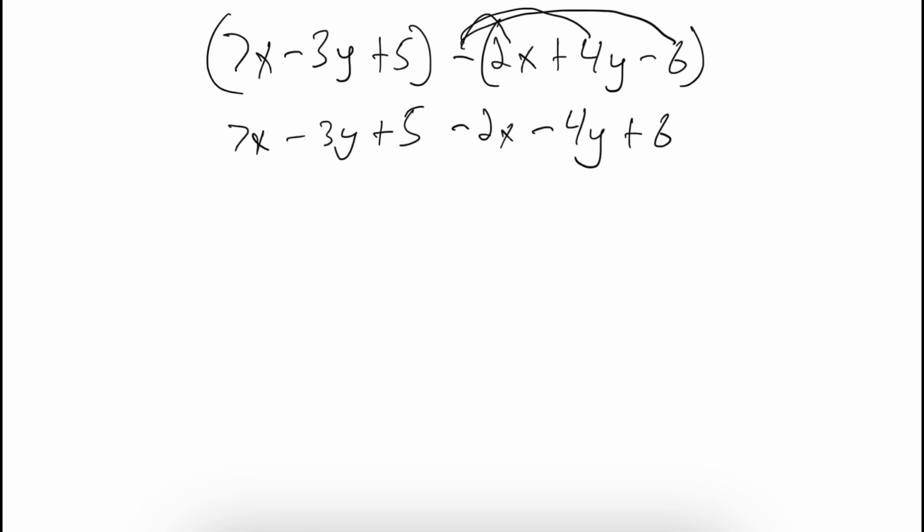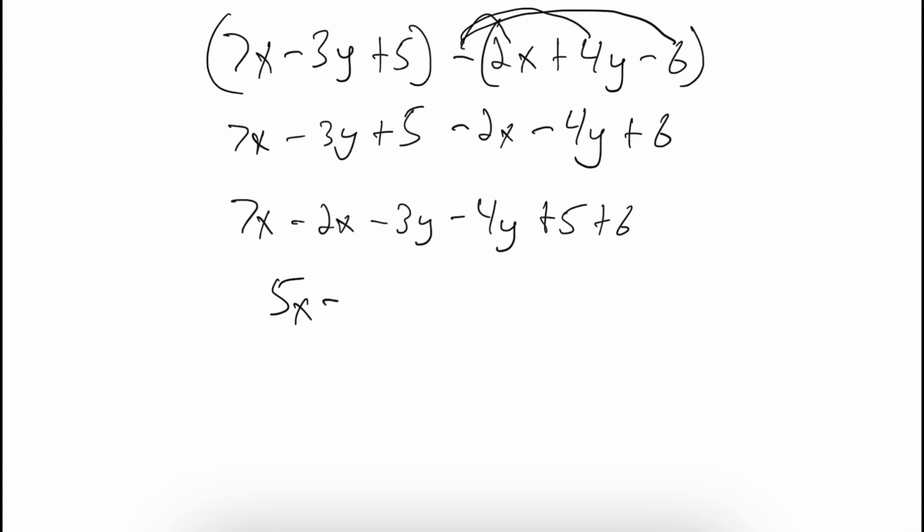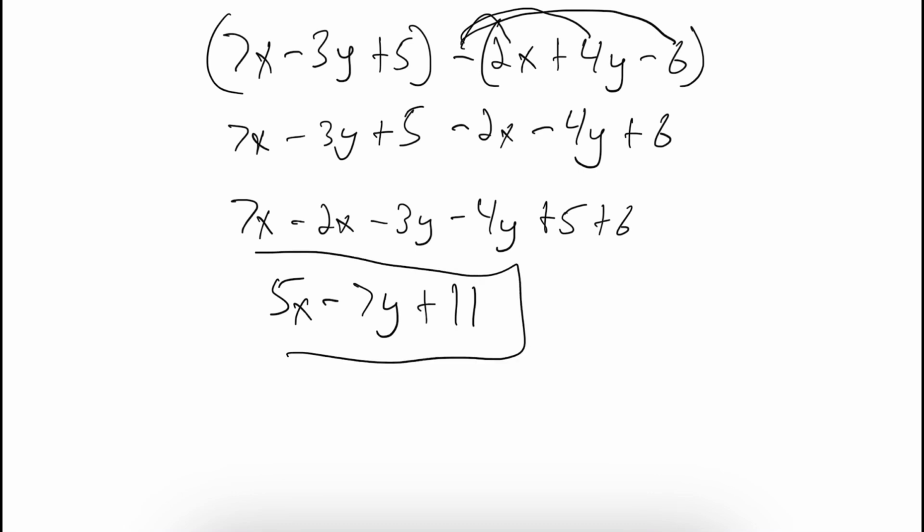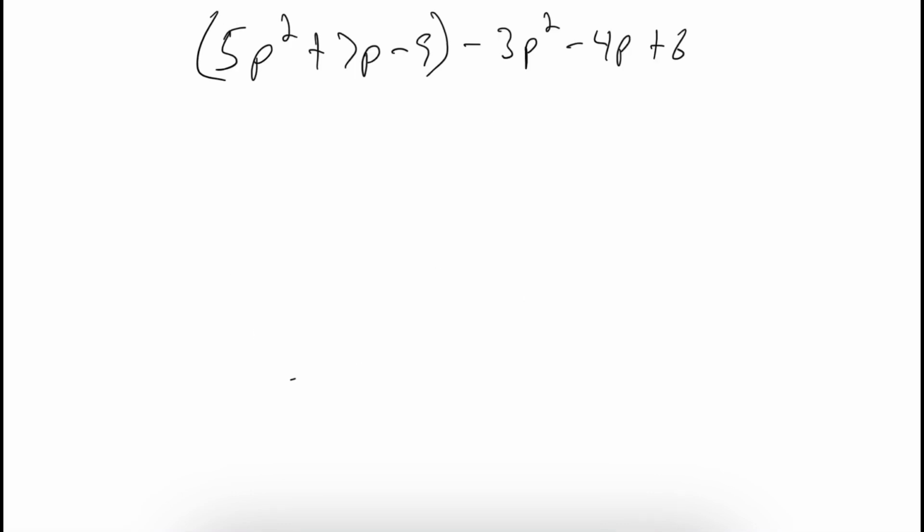So now we can group all of our common figures together. We have 7x minus 2x, negative 3y minus 4y, and positive 5 plus 6. So 7 minus 2 is 5x. Negative 3 minus 4 is negative 7y. And 5 plus 6 is 11. So there's our final answer.